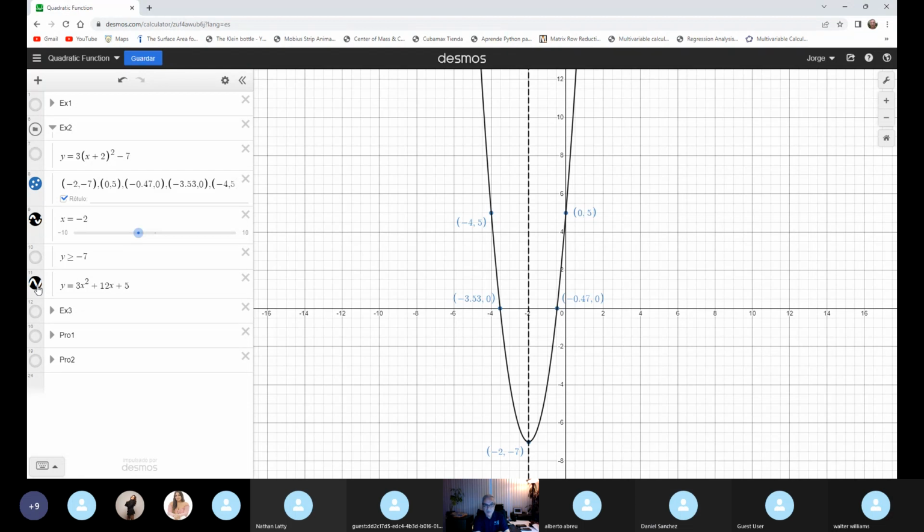Anyone following me? Students, do you understand? Yes. Now the optimization. The optimization always happens at the vertex. So, is it minimum or maximum? Minimum. And what is the value of the minimum? What is the minimum value of the function at the vertex? -7, the y component, at x equal -2. Super.